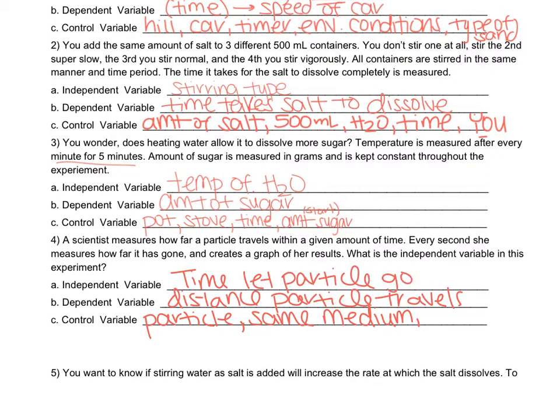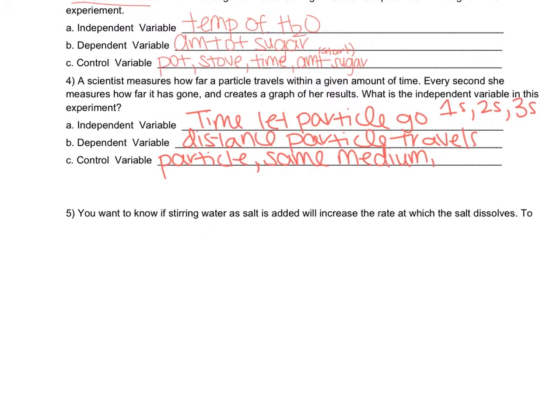go. So for example, the first trial, she would probably let the particle go for 1 second. See how far it goes. Then the next trial, she'll let it go for 2 seconds and then 3 seconds. So the amount of time that she lets the particle travel is what our independent variable would be in this one. So this one's a little bit harder, but that's what you would get for this one.